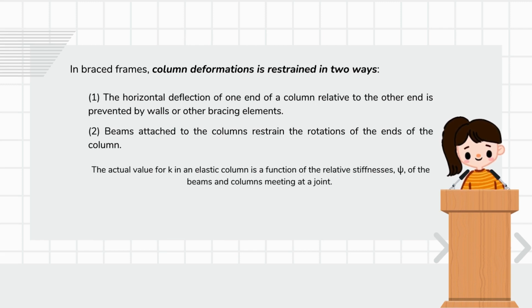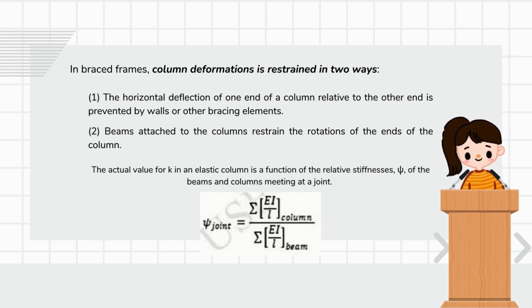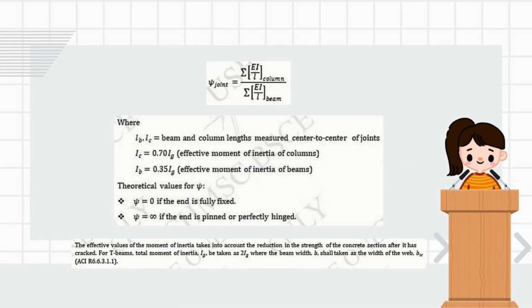The actual value for K in an elastic column is a function of the relative stiffnesses, psi, of the beams and columns meeting at a joint, ACI Code Section 6.2.5 and NSCP Section 406.6.2.5. Psi joint is equal to the summation of EI over L of the columns over the summation of EI over L of the beams, where LB and LC are the lengths of the beams and columns measured from center to center of the joints.